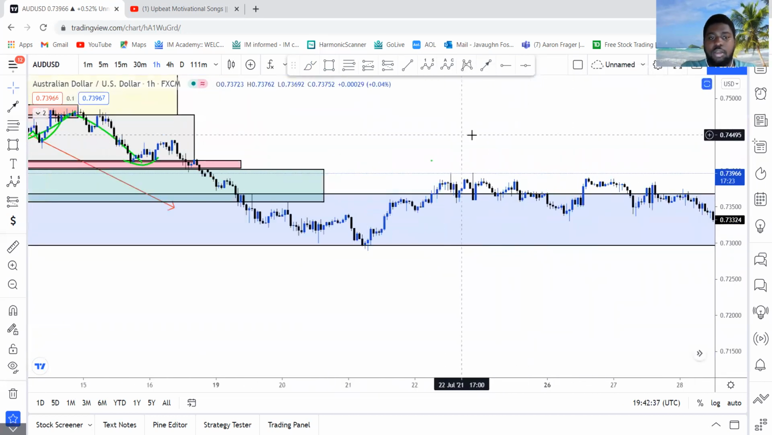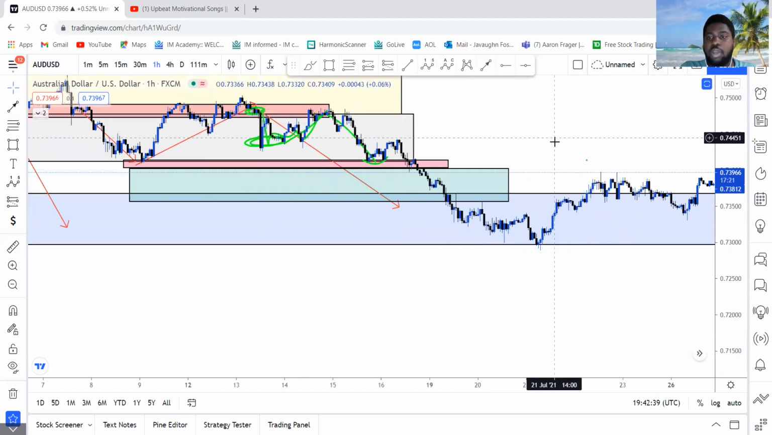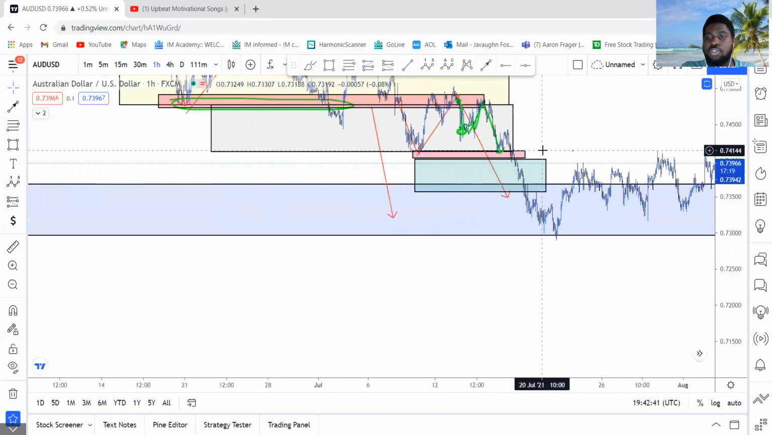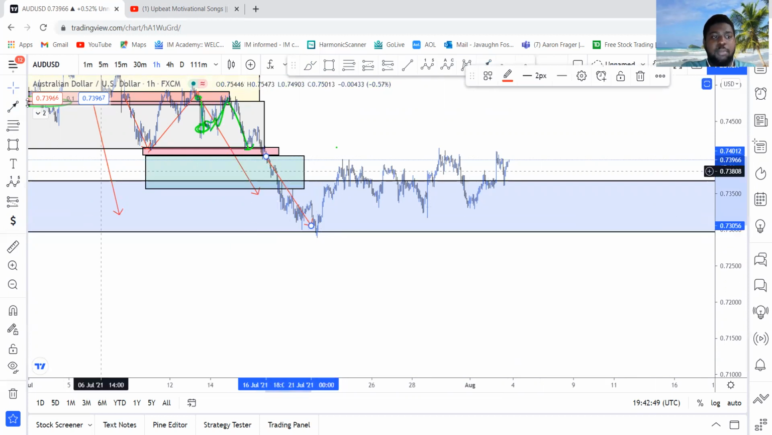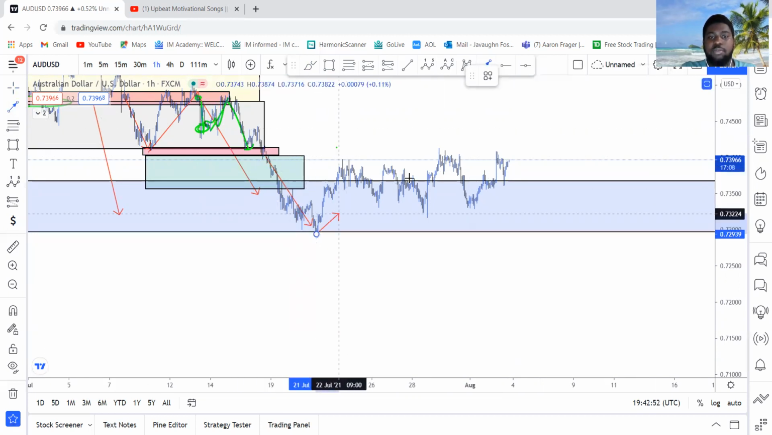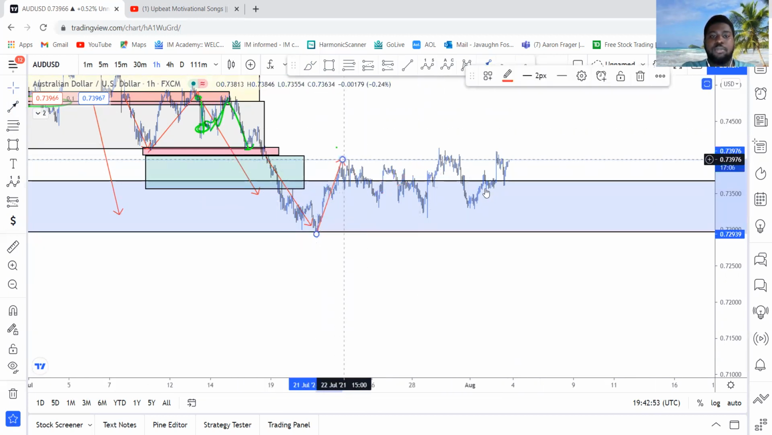And once again, with this one, price didn't really retest the structure. It didn't retest that much. Price just broke, and it just went straight to that supply and demand. And look how it played off. It hit that area, went right back up.